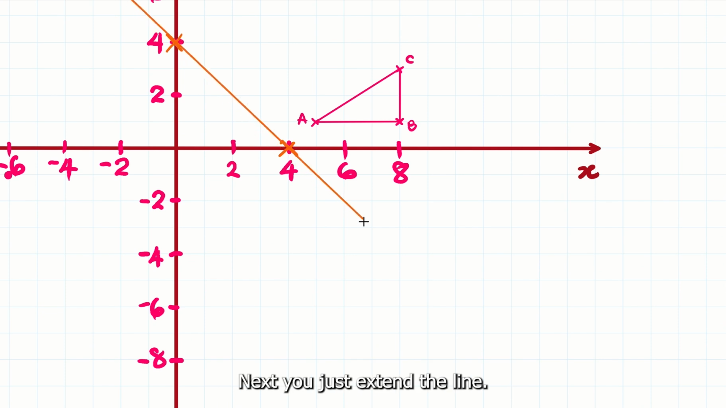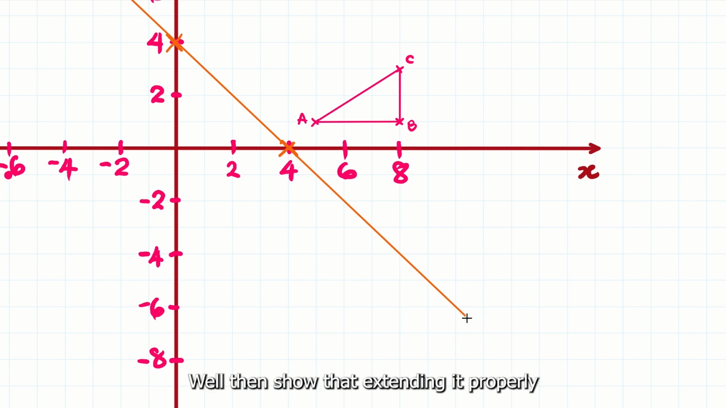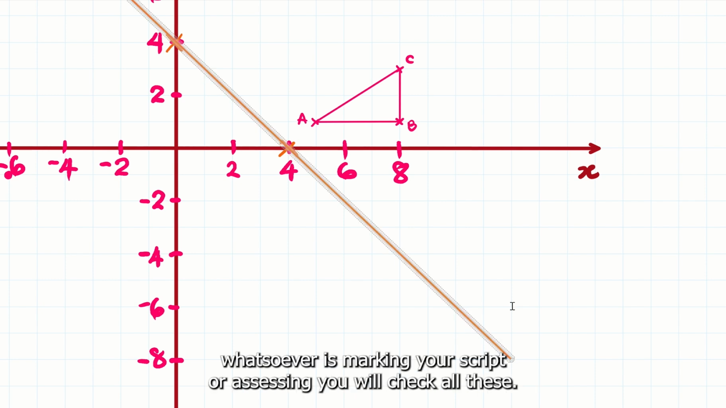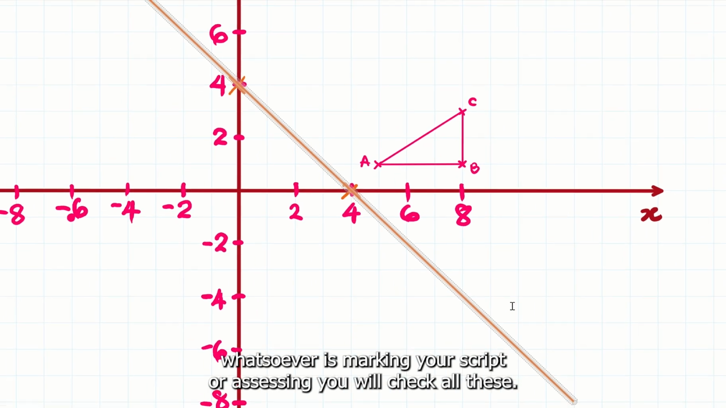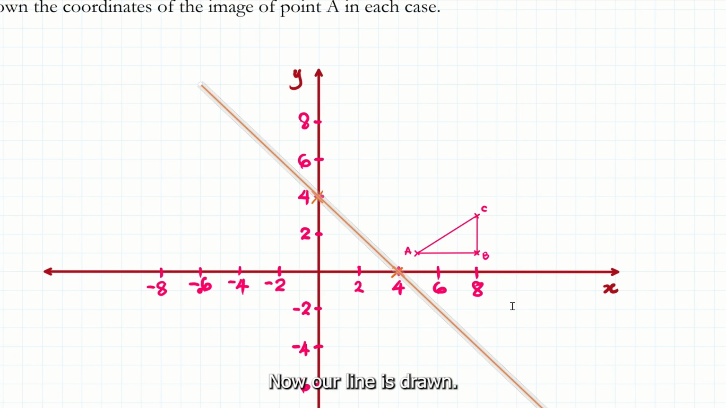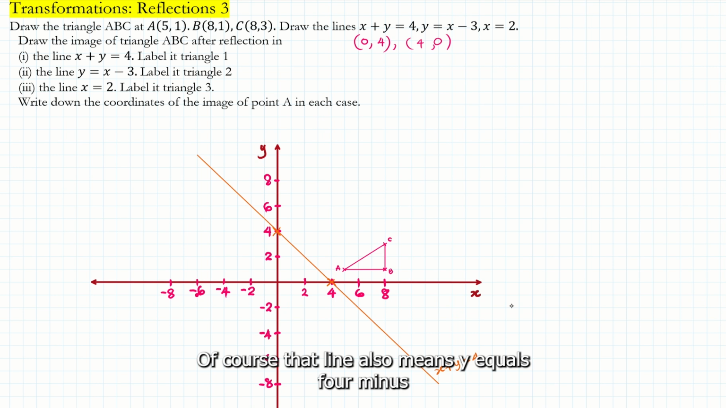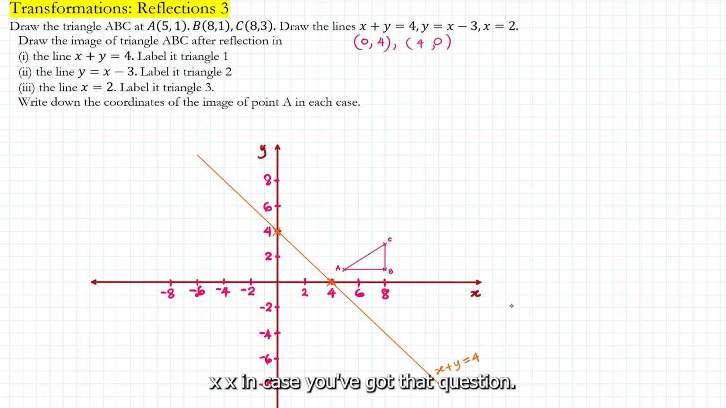Next, you just extend the line, but ensure that you're extending it properly, because whoever is marking your script or assessing you, we check all these. Okay, now our line is drawn. I'm just going to label it as x plus y equals 4. Of course, that line also means y equals 4 minus x, in case you've got that question.